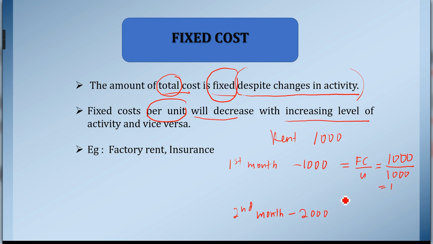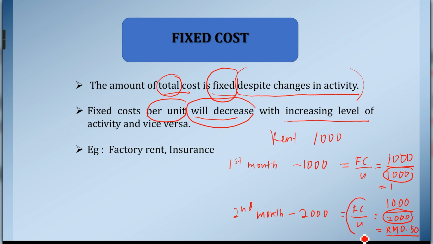Okay, so let's say for the second month, your level of production increases. Dia jadi 2,000. So your fixed cost is still the same, it is still 1,000 ringgit. The rent is still 1,000 ringgit. Tapi kalau you nak divide dia with the level of activities, which is 2,000, you can see here the fixed cost per unit will decrease. So just now it was 1 ringgit, now it decreased to 50 cents. Okay, so you can see here apa dia punya relation. Once you increase the level of activities, automatically you will decrease the fixed cost per unit.